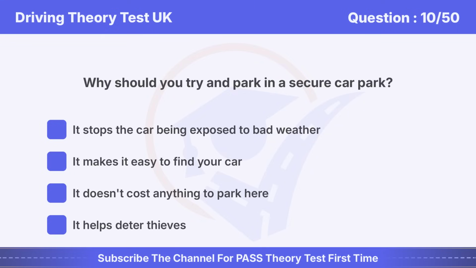Question 10. Why should you try and park in a secure car park? Option A. It stops the car being exposed to bad weather. B. It makes it easy to find your car. C. It doesn't cost anything to park here. D. It helps deter thieves.